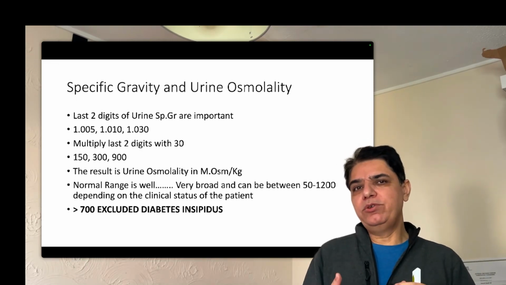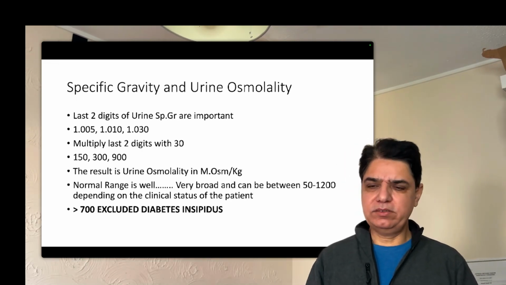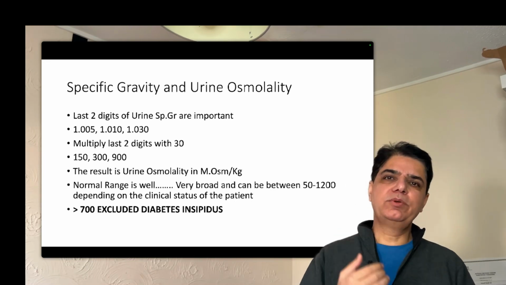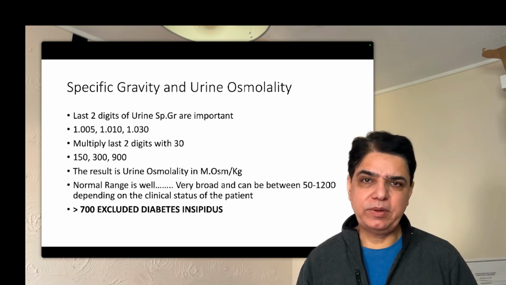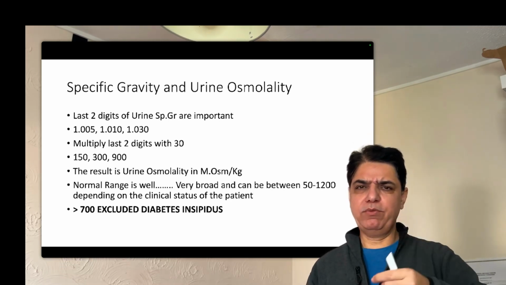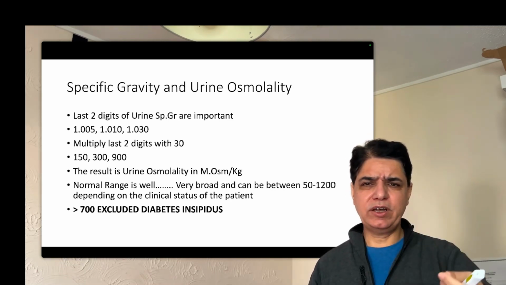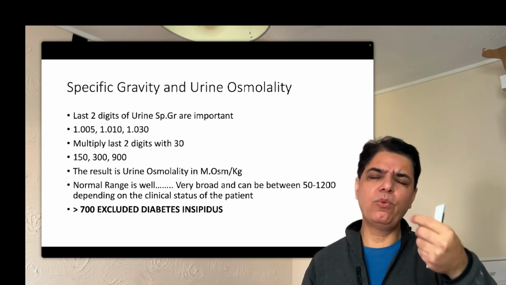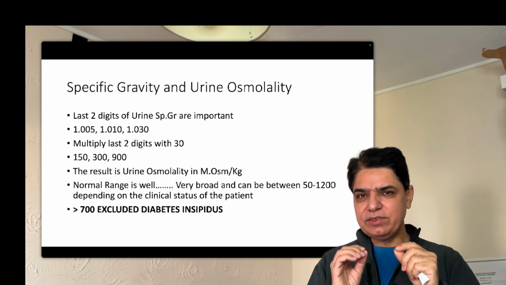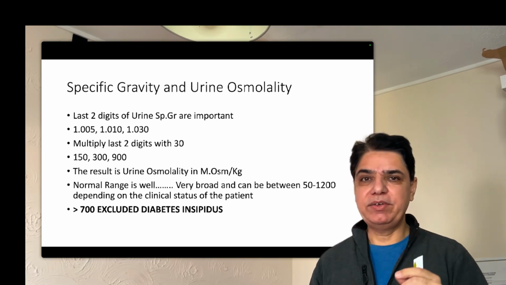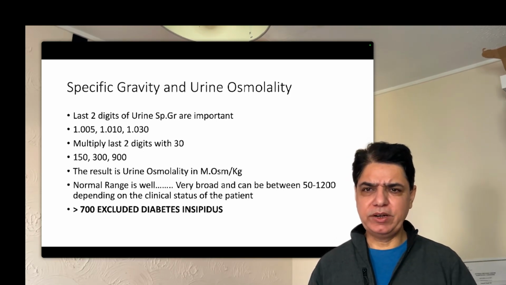When you are doing a urine dip or urine analysis, on that strip, on the top, you will be seeing that there is the mention of urinary specific gravity, like 1.005, 1.010, 1.015, and so on and so forth. These values are basically the specific gravity, like how concentrated the urine is.